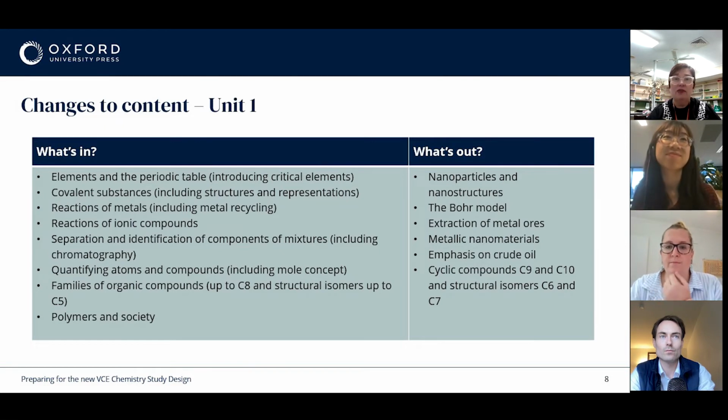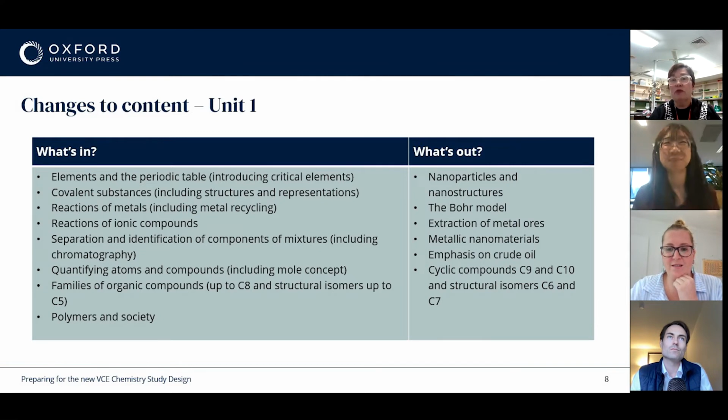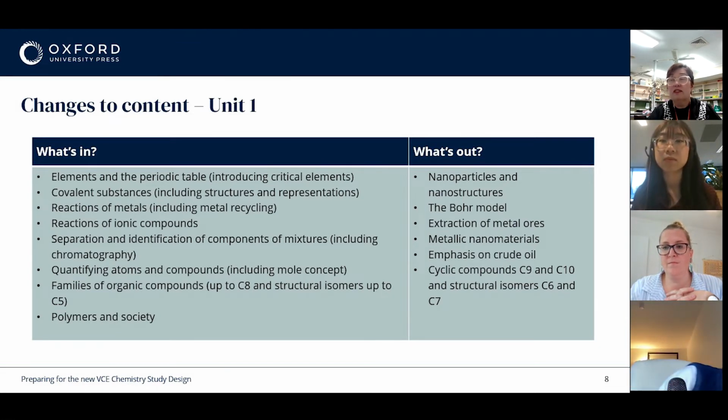What's out? The nanoparticles and nanostructures, which also used to be a standalone section in the old investigation topics. The Bohr model, which we've done in Year 9 and Year 10 to death, that's gone. The extraction of metal ores used to be part of the metal bonding part, but that's now gone. Same with the metallic nanomaterials. The emphasis on crude oil has gone as well, but that's still covered in Year 10 and for some in Year 9 as well. Cyclic compounds, the more advanced cyclic compounds with 9 carbons and 10 carbons, and the structural isomers for 6 and 7 carbons, they're all gone as well.